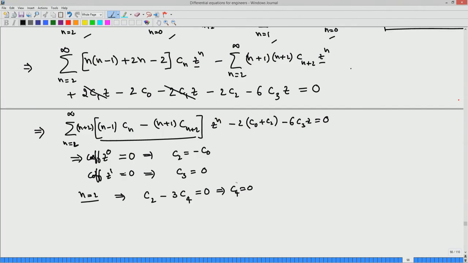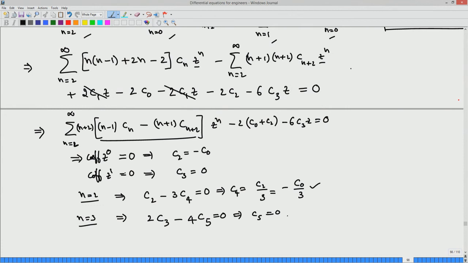Sorry, C4 is equal to C2 by 3, and C2 by 3 is minus C0 by 3. That is what your C4 is. For n equal to 3, you get the same thing. So this will give me 2C3 minus 4C5 equal to 0. Because C3 is 0, C5 is 0.